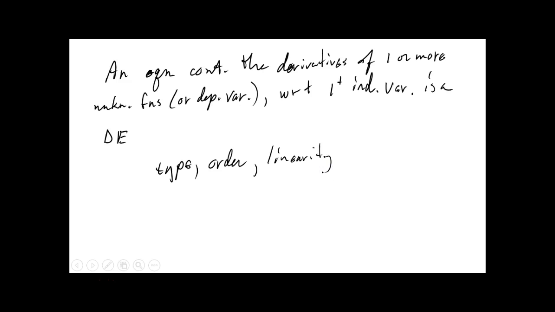Okay? Now what do we mean by that? Let's take our type. I've just referred to them. There are two types: ordinary differential equations and partial differential equations. Partial differential equations, that's a higher course. Do that later.